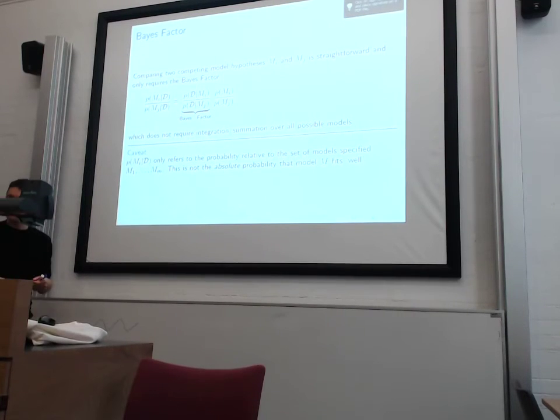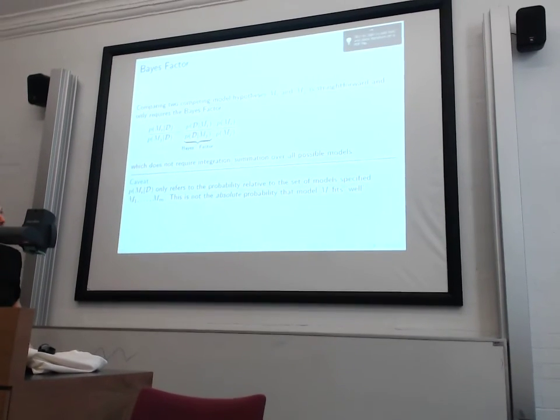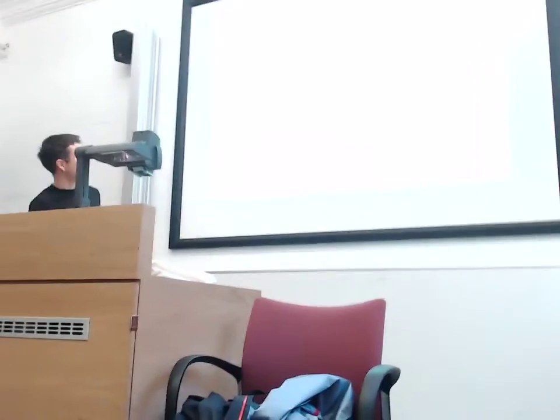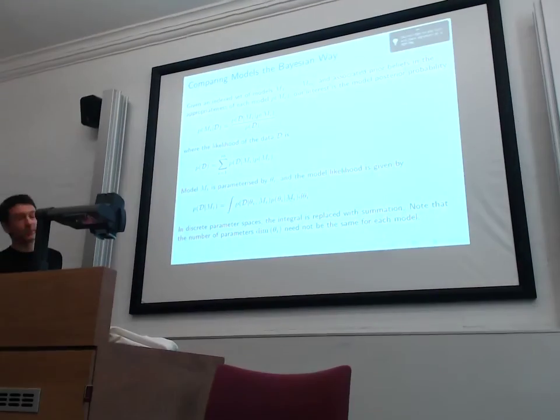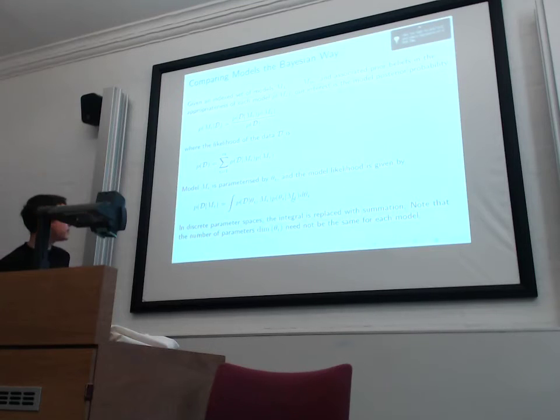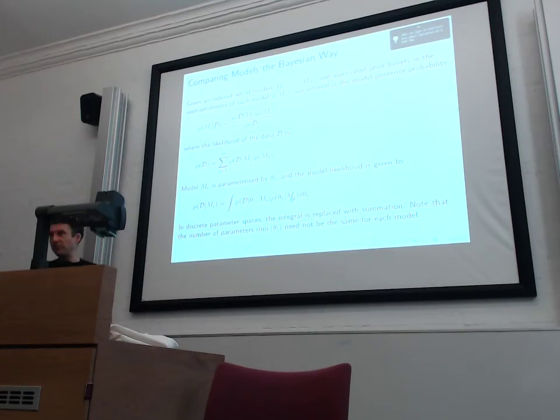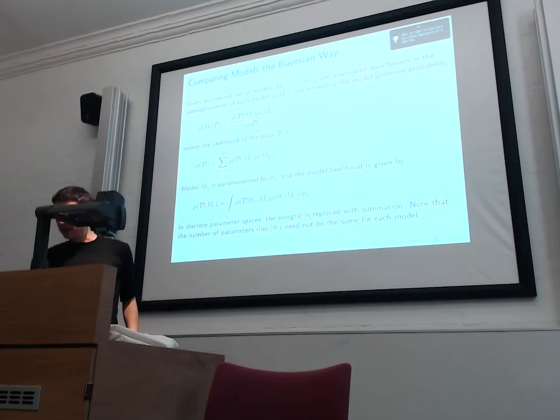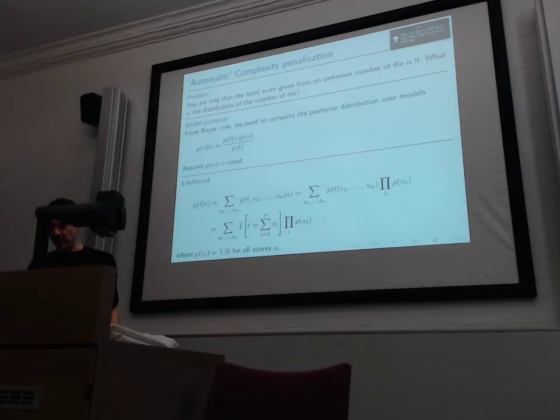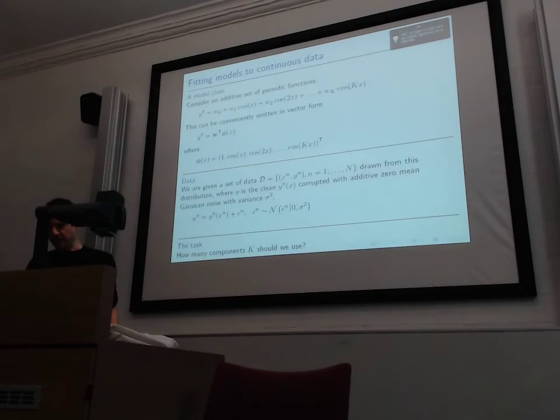...data given the model is the integral over the parameters of the normal likelihood times the prior on the parameters. Okay? So this is the central mechanism that Bayesians use to do other kinds of inferences. And if you remember, we went on to an example, this one here, fitting continuous data.